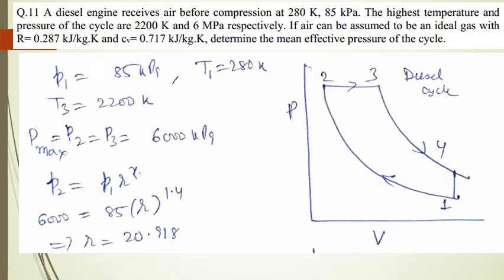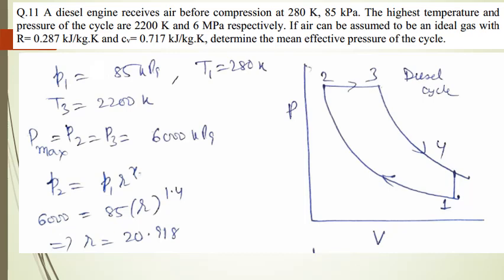A diesel engine receives air before compression at 280 Kelvin and 85 kilopascal. The highest temperature and the pressure of the cycle are 2200 Kelvin and 6 megapascal respectively. If air can be assumed to be an ideal gas with R equals 0.287 kilojoule per kg per Kelvin and Cv equals 0.717 kilojoule per kg per Kelvin, determine the mean effective pressure of the cycle.